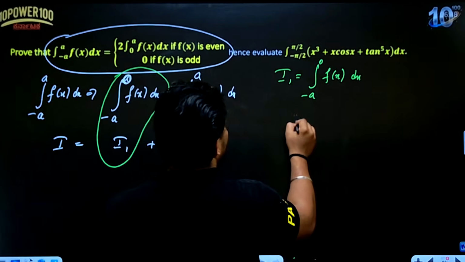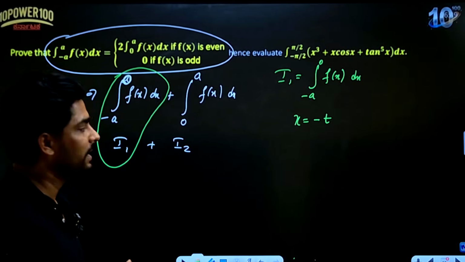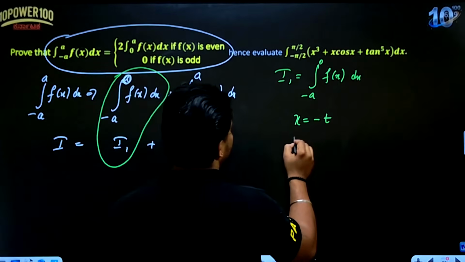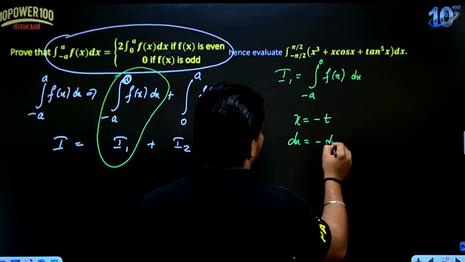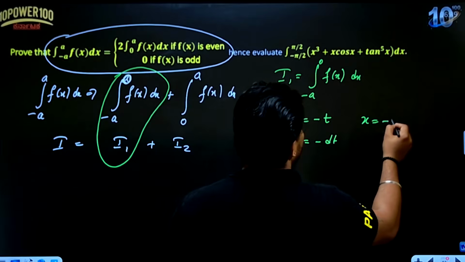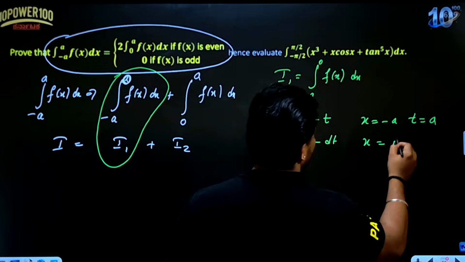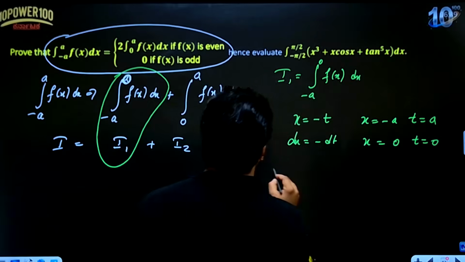The strange part is you have to take x is equal to minus t. This is the substitution. I'll tell you the reason why you have to take x is equal to minus t. Now, if you differentiate this, dx is equal to minus dt. Now, when x is equal to minus a, the t value is equal to a, correct? When x is equal to 0, the t value is also 0. Okay. Now, let's replace this.